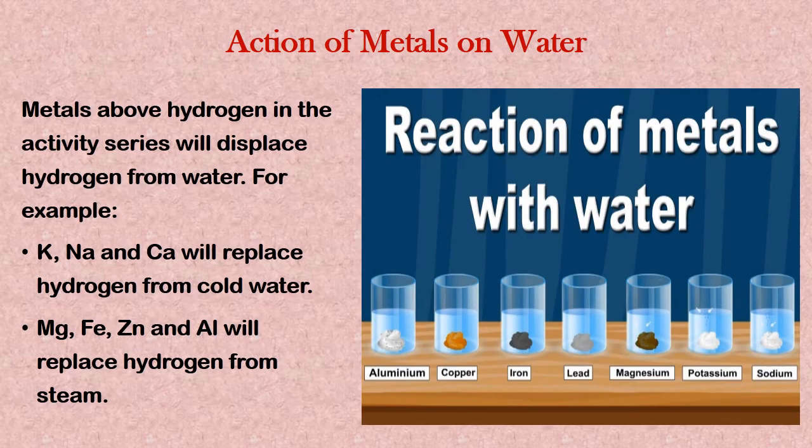Now let's take a look at how activity series works in the actions of metals on water. Here, you have the reaction of metals with water. Metals above hydrogen in the activity series will displace or replace hydrogen from water. For example, potassium, sodium, and calcium, which are high above hydrogen in the reactivity series for metals, will replace hydrogen from cold water. These three are all above hydrogen in the activity series, and that is why they will replace hydrogen from cold water.